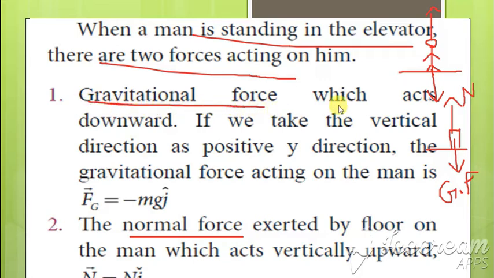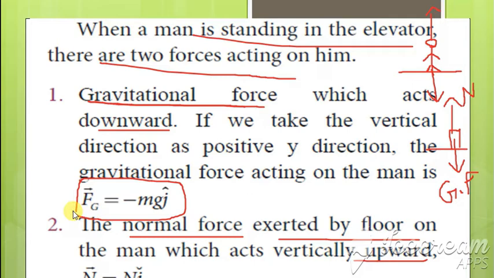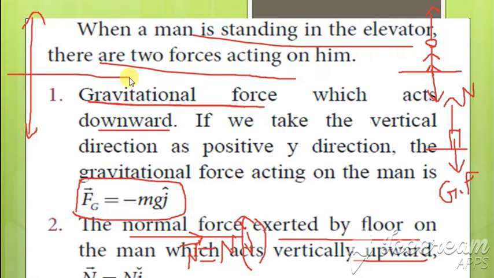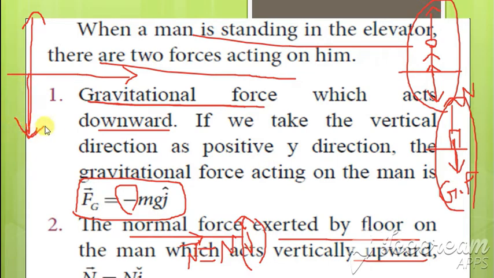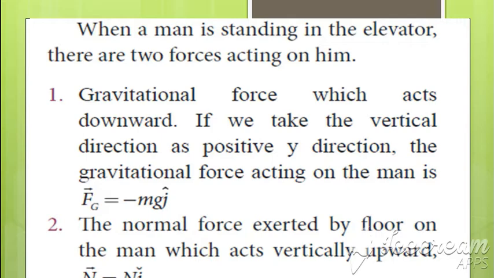The gravitational force acts downwards, and the normal force acts upwards. The gravitational force is given by Fg = -mg j cap, and the normal force is given by N vector = N j cap. Why are we writing j cap? Because both are acting along the y direction, and this is the y direction and this is the x direction. Since both are acting along the y direction, we take j. Here we write a minus sign because it is in the negative y direction. What is downward is negative y, and what is upward is positive y, so we take minus mg. Clear? So the two formulas are Fg = -mg j cap, and N = N j cap.